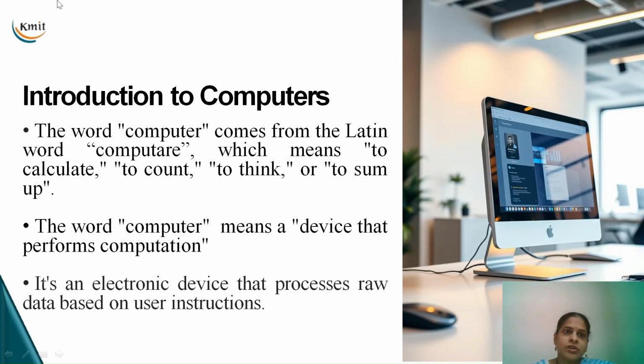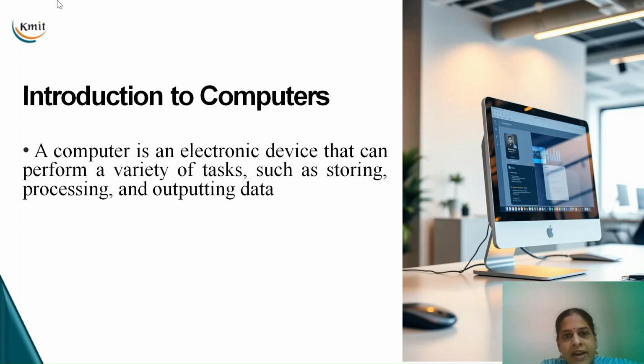Coming to an introduction, the word computer comes from a Latin word which is called computare, which means to calculate, to count, to think, or to sum up. So the word computer means a device that performs computation. More overall, it is an electronic device that processes the raw data based on the instructions which are given by the user. So a computer is an electronic device that performs a variety of tasks such as storing, processing, and outputting the data.